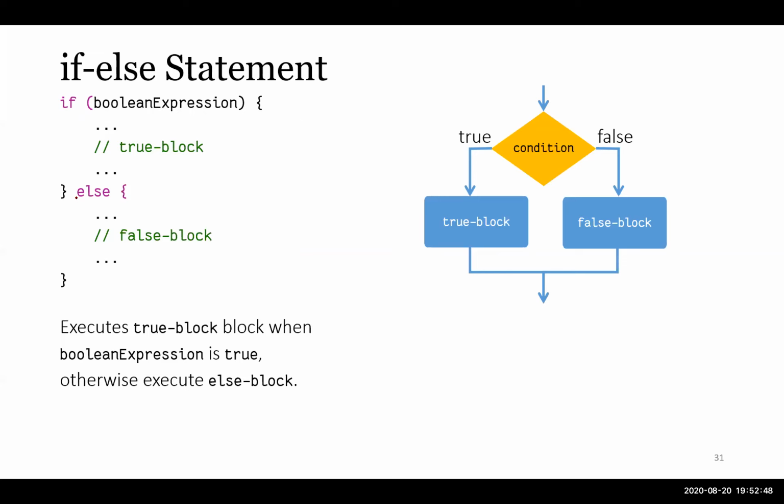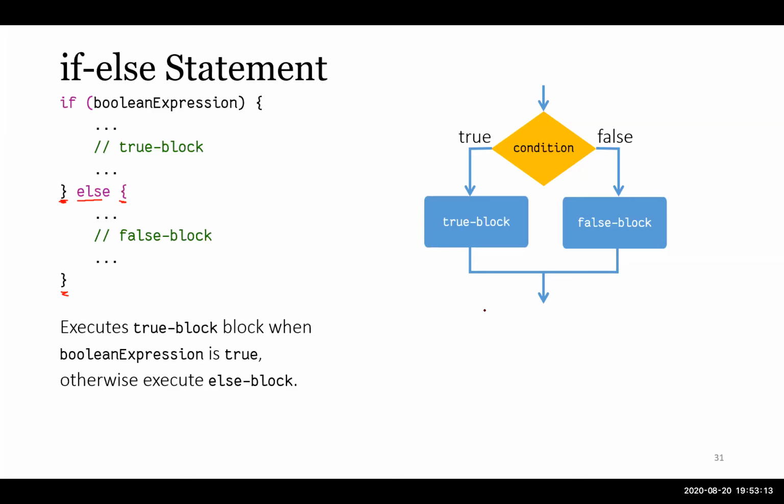Now I can have an else. Notice, if true, I do the true block. If false, I do the false block. So this is like a branch in the road. I can execute statements either or. To do this, I add this else here. Notice the bracket: I must close the true block first. Then I put else, then I start the else block.